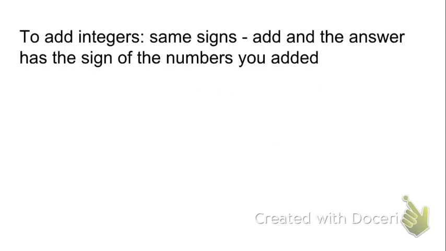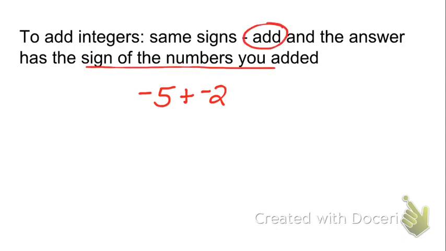Now, let's say that we have two negative numbers. So let's have negative 5 plus negative 2. Write this on your desk. Now, it says you add them and take the sign of the numbers that you added. So, forget the signs for a second. What is 5 plus 2? 7. And then, since they were both negative, our answer is negative. So, it's negative 7.